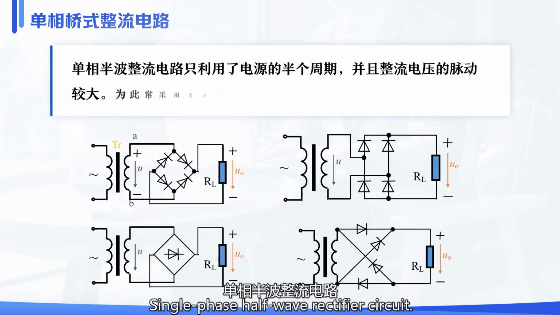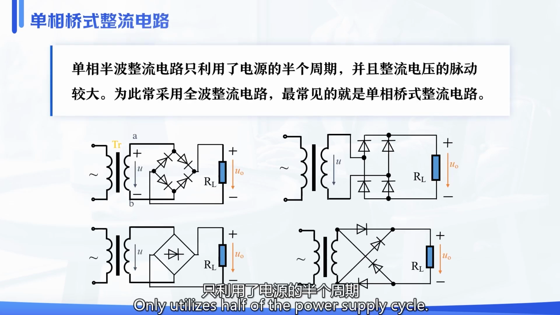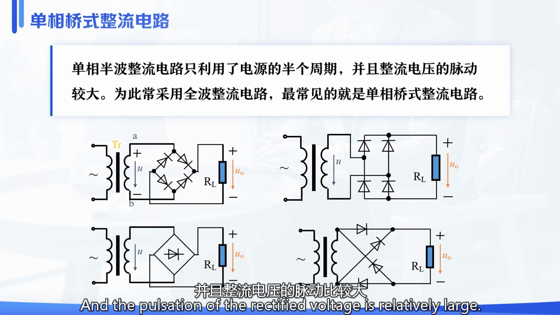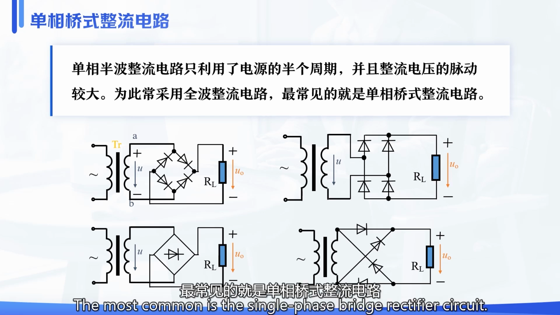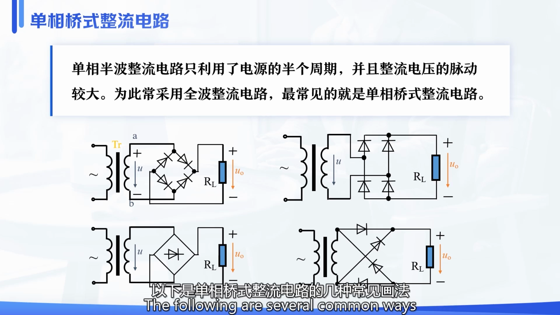A single-phase half-wave rectifier circuit only utilizes half of the power supply cycle, and the pulsation of the rectified voltage is relatively large. For this reason, a full-wave rectifier circuit is often used. The most common is the single-phase bridge rectifier circuit. The following are several common ways to draw a single-phase bridge rectifier circuit.